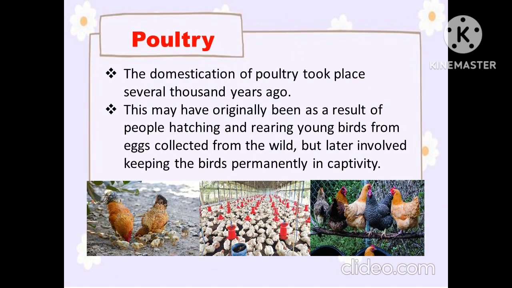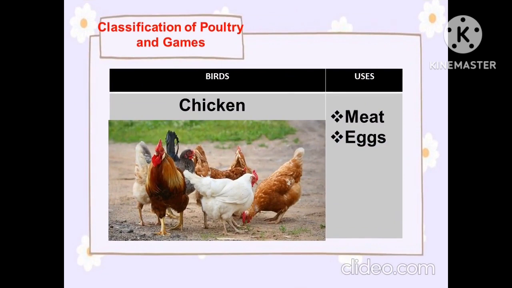The domestication of poultry took place several thousand years ago. This may have originally been as a result of people hatching and rearing young birds from eggs collected from the wild, but later involved keeping the birds permanently in captivity. These are the classification of poultry and games.